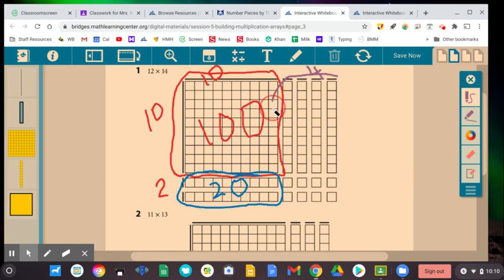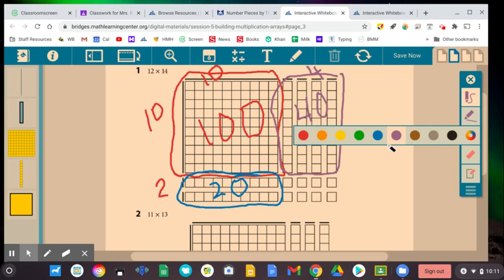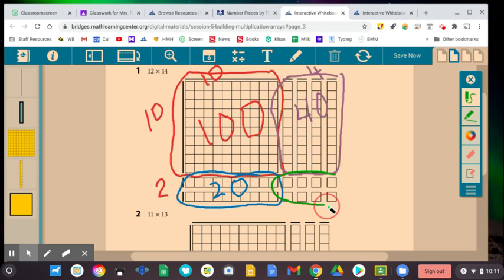And circling that group, I have 4 groups of 10. 4 times 10 is 40. And our very last group, let's make that one green. So we have this little bitty group right here. Notice that the 2 gives us 2 rows. Notice that the 4 gives us 1, 2, 3, 4 columns. So we have 2 times 4. 2 times 4 is 8.